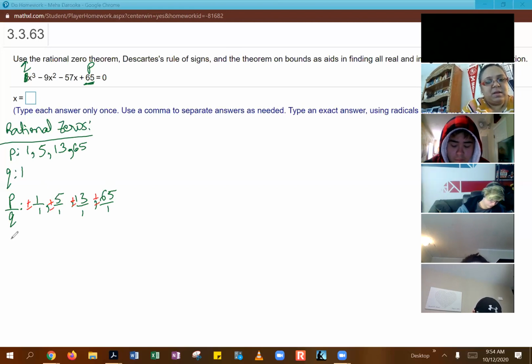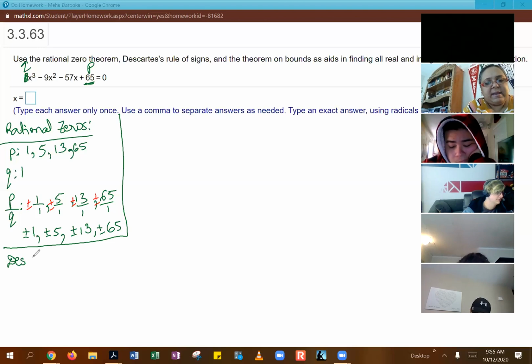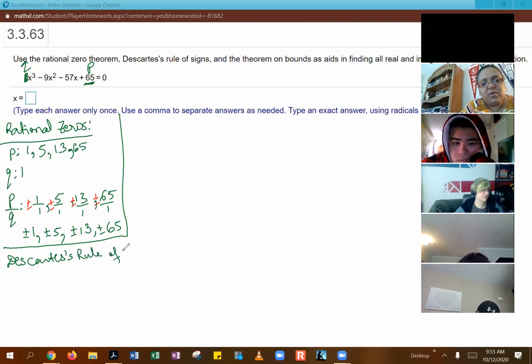So from the rational zero theorem, we are getting plus or minus 1, plus or minus 5, plus or minus 13, and plus or minus 65. So we're going to leave these as it is for now. Then let's do our Descartes. And you should actually recognize the name Descartes because it's the same mathematician who came up with our rectangular coordinate system for graphing, René Descartes. It's the same mathematician.